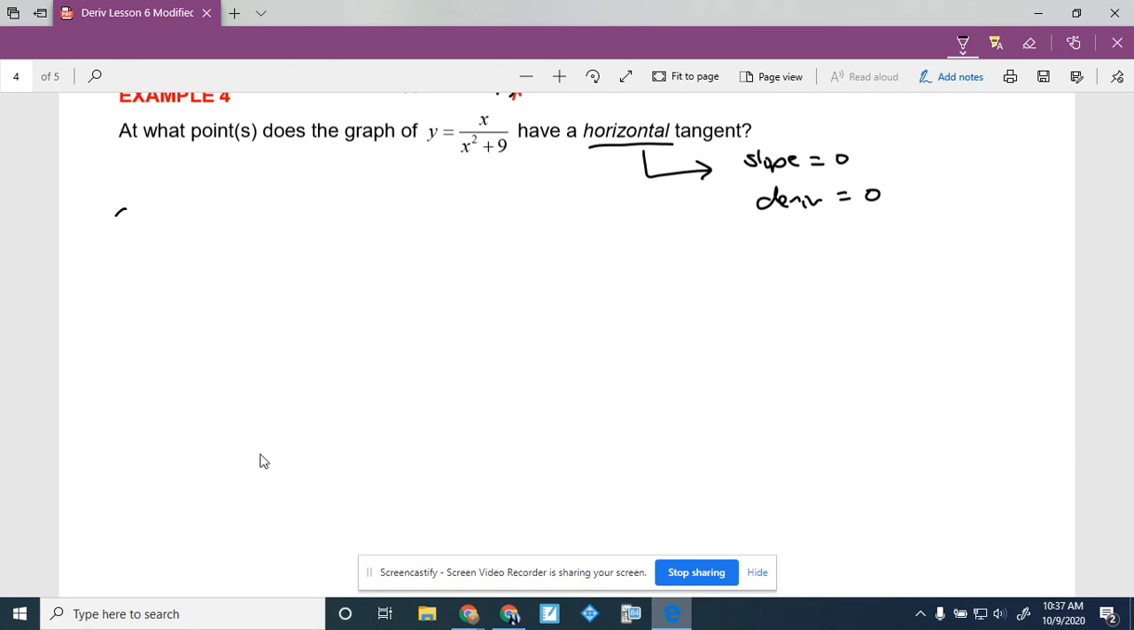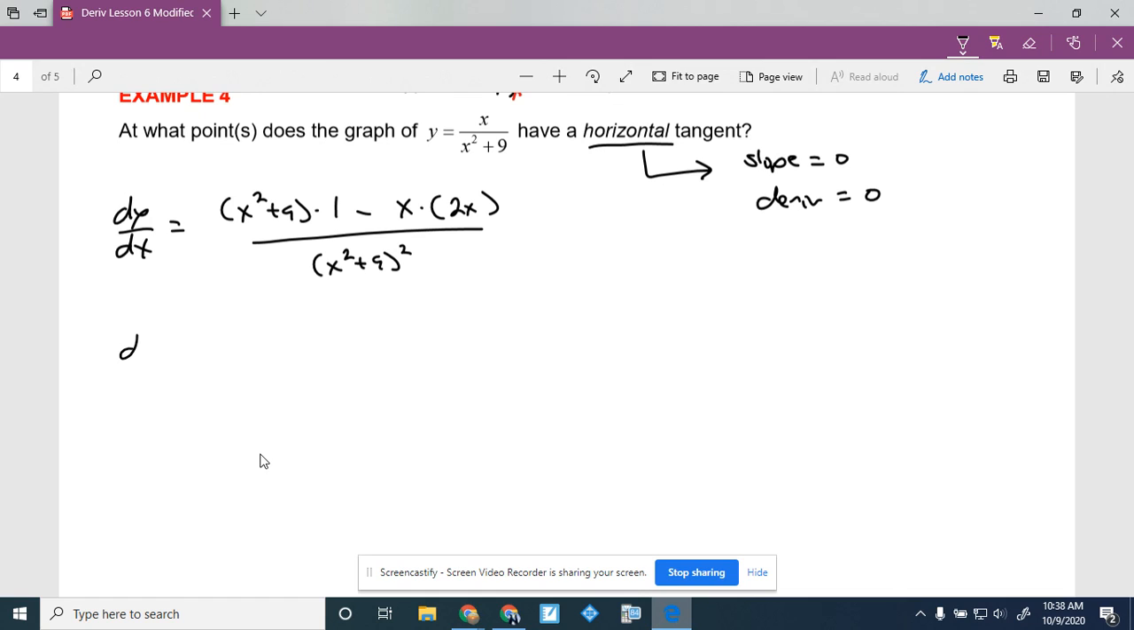So to get the derivative here, I'm going to use the quotient rule. Quotient rule says start in the bottom. So I have the bottom times the derivative of the top, derivative of x is just 1, minus the top times the derivative of the bottom, that's the sum of the derivatives, that's just going to be 2x plus 0, and then all over the bottom squared.